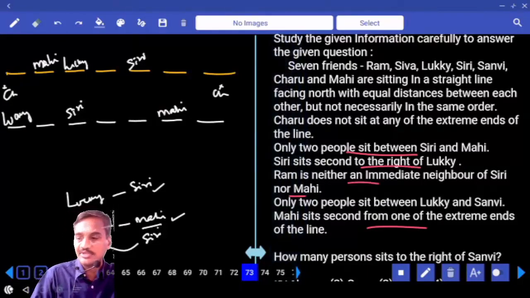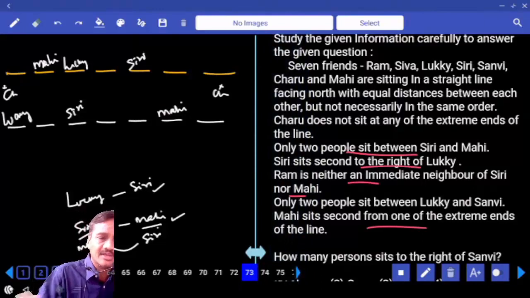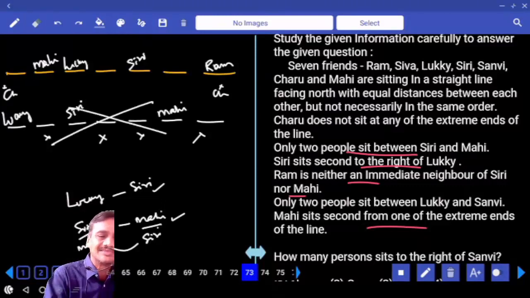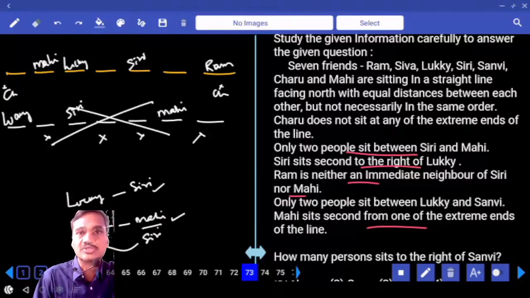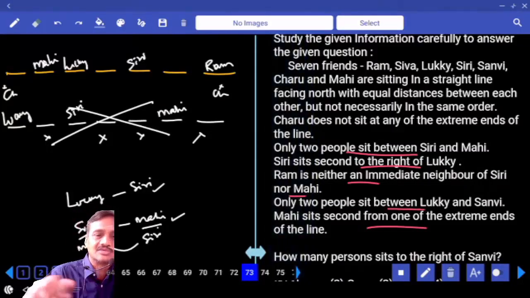Ram is neither an immediate neighbor of Siri nor Mahi. Ram is here. Now in this one, Ram cannot be here, and again cannot be in these two places. There is no place left for Ram, and the second case became invalid. Hence we are left with only the first one. And only two people between Lucky and Sanvi, so Sanvi is here.